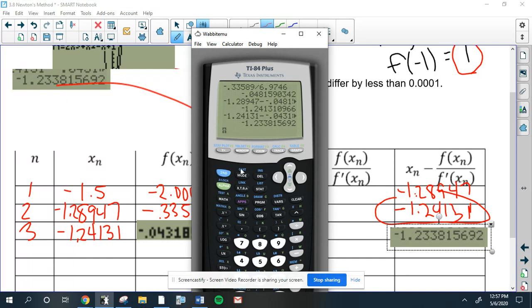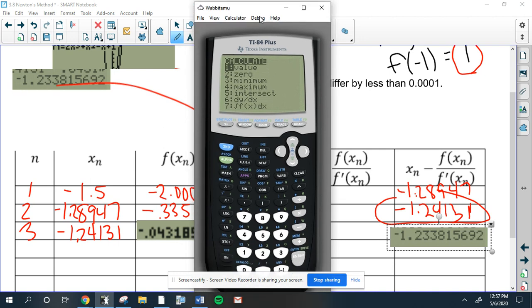The last thing I want to do is quickly check what the calculator shows the zero to be. So I'm going to second calc, zero. Make sure it's talking about the first function, which it is. Left bound is negative 3. Right bound, I'm going to go 0. Enter for the guess. The actual zero is negative 1.23375. So we were starting to get very, very close. It may have taken only one more or two more iterations.